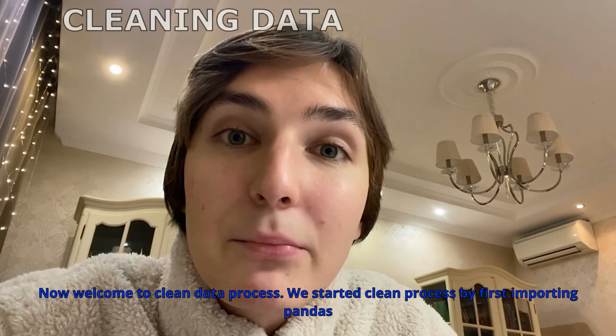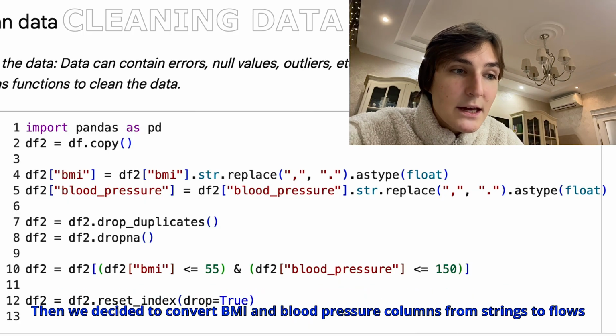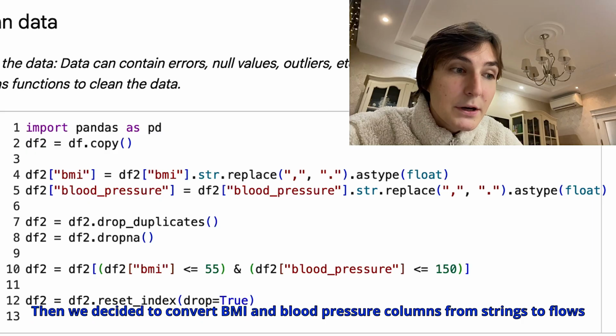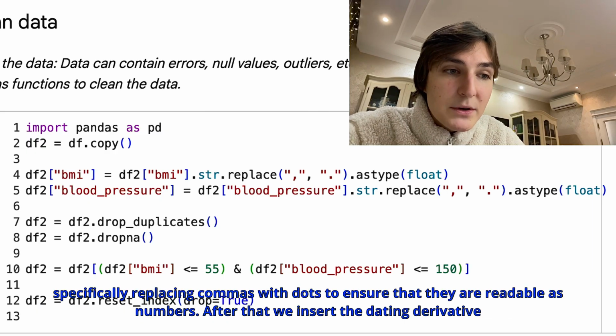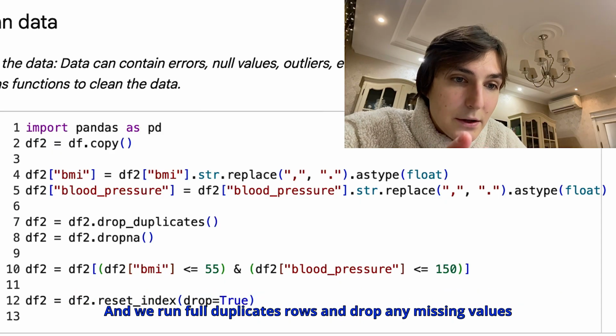Now, welcome to the clean data process. We started the clean process by first of all importing pandas, then we decided to convert the BMI and blood pressure columns from strings to floats, specifically replacing commas with dots to ensure that they are readable as numbers. After that, we inspect the data integrity and we remove all duplicate rows and drop any missing values.